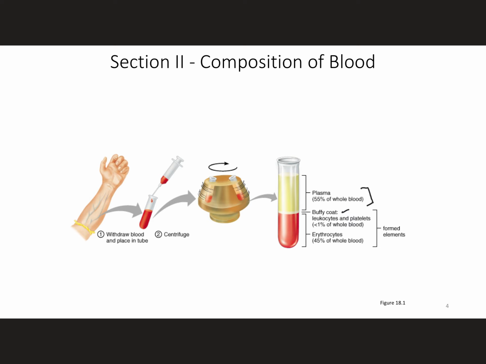Now, the percentage of your blood that is erythrocytes is your hematocrit. And this should typically be around 45%, but it can be as high as 50 or even 55 in a well-trained athlete.